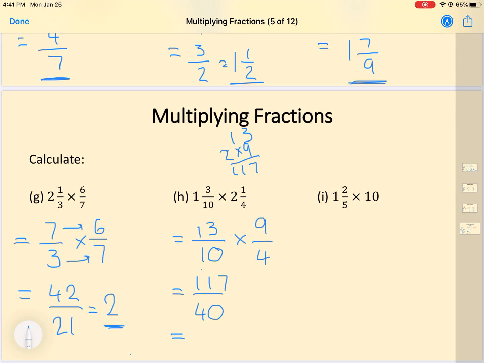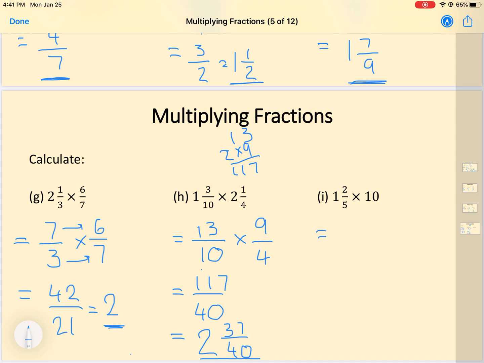40 goes into 117, 40, 80, next one's 120, so that doesn't work, so it's twice. And 80 up to 117 is 37 over 40 for our remaining fraction.